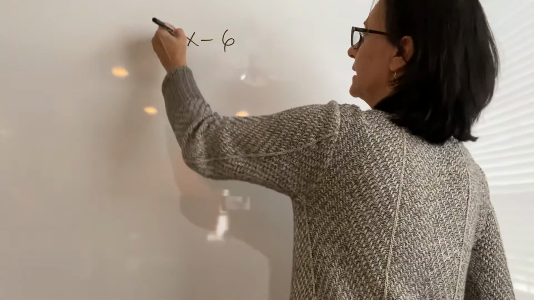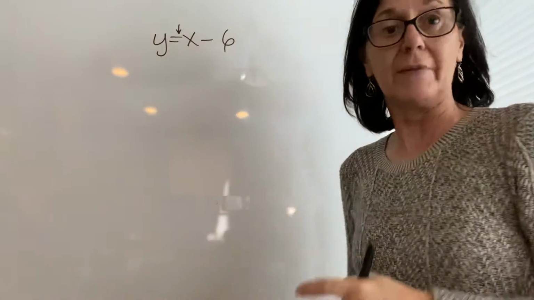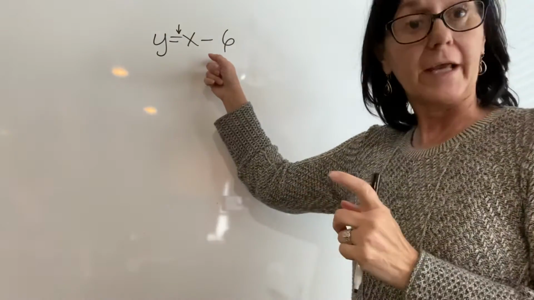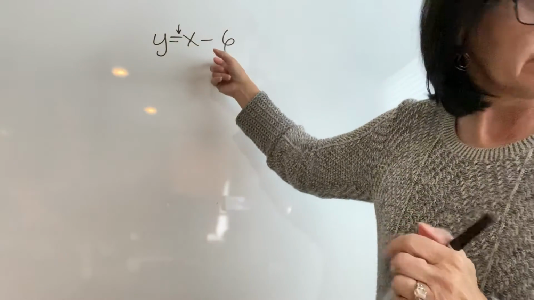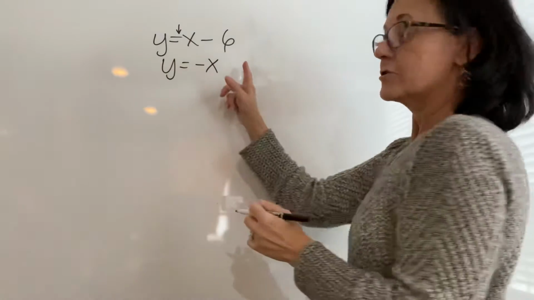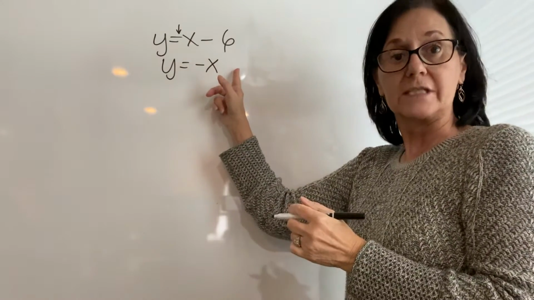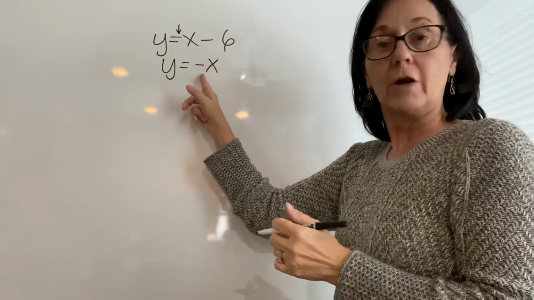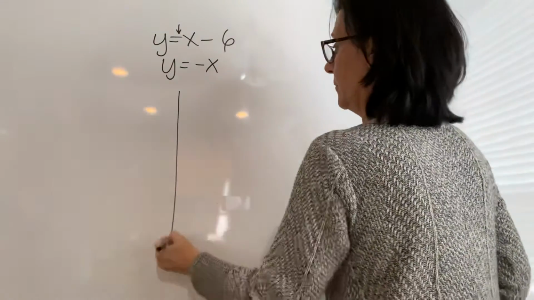x minus 6. Look, my slope is 1. That means it rises 1 over it runs 1. My y-intercept is -6. And this one is y equals -x. There's no y-intercept, so it starts at 0. And it's -1 over 1 is going to be my slope. All right.